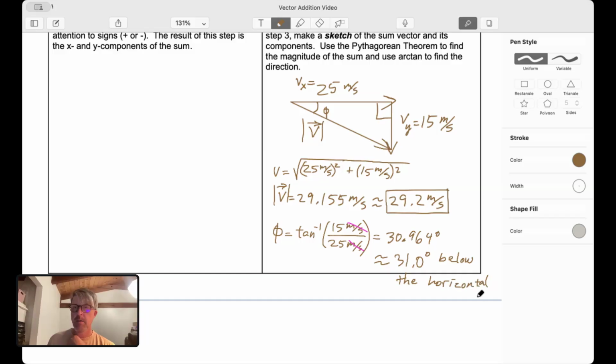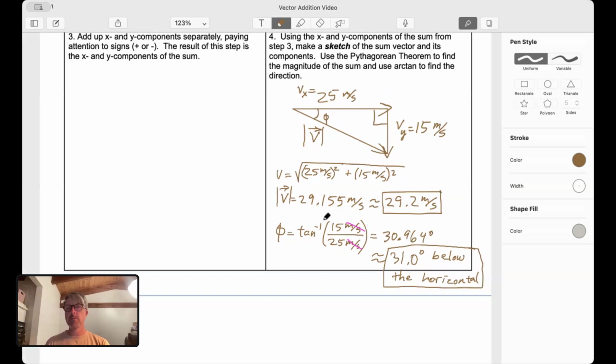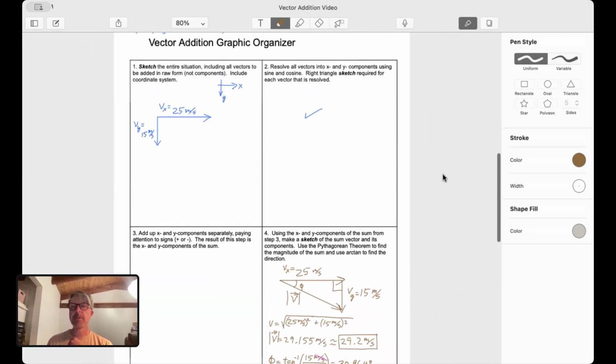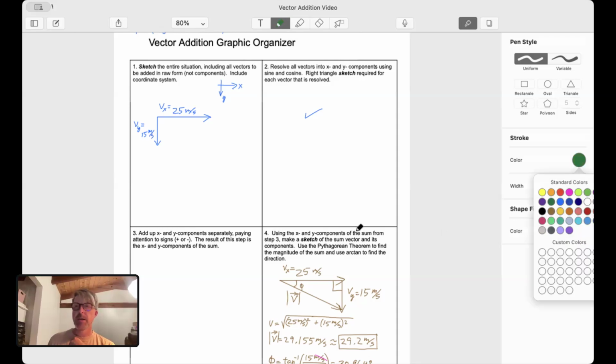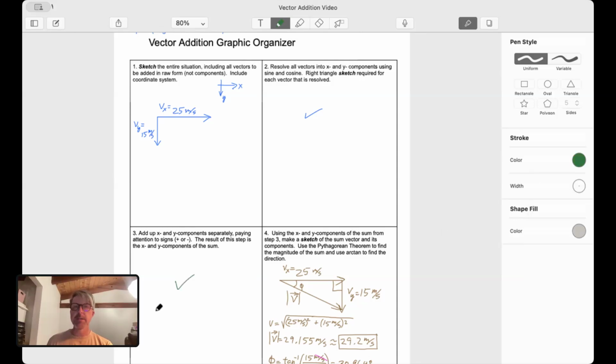All right, guys. So remember, when you're doing the vector addition situation, you don't have to do every step all the time. You only have to do the steps that are needed in the situation.